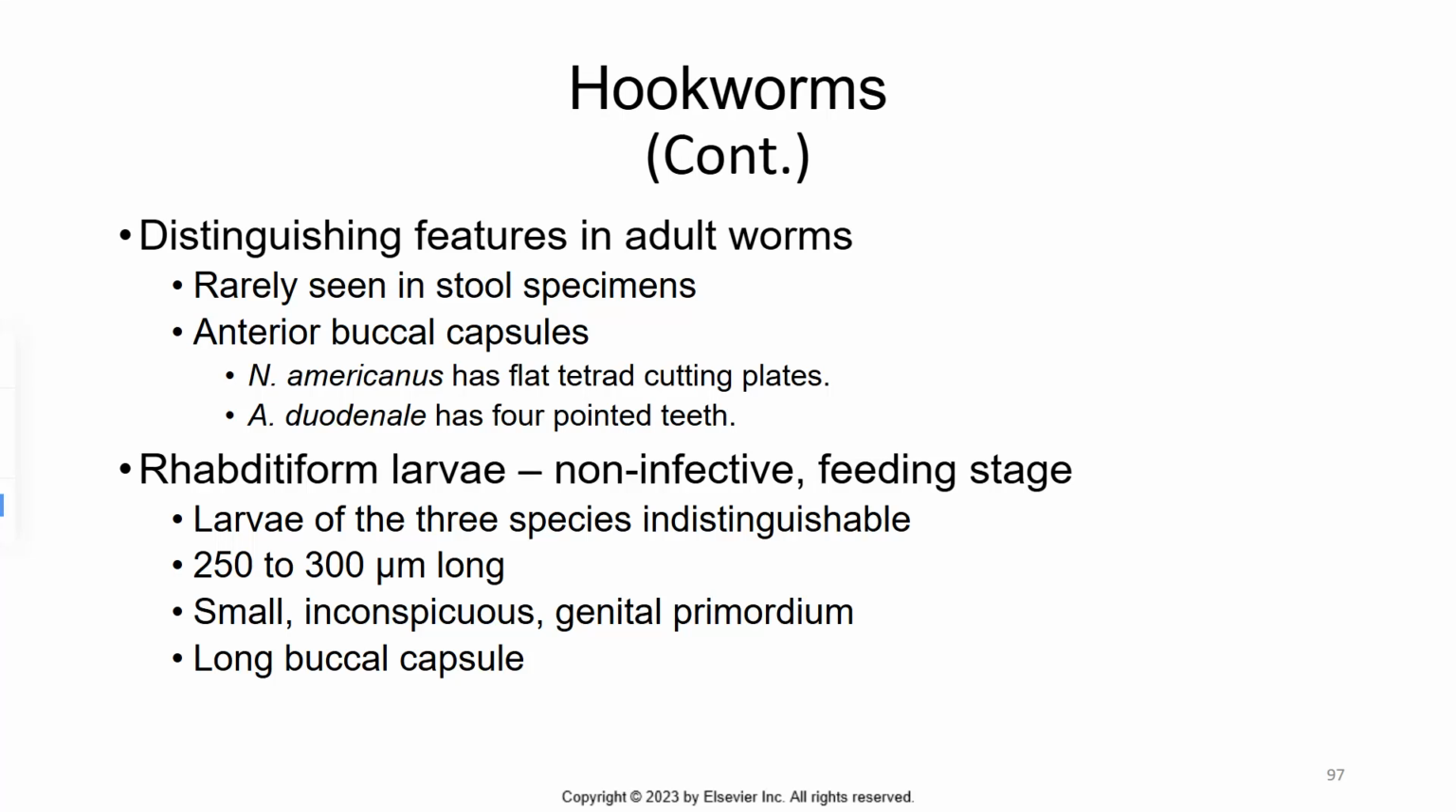Distinguishing features in adult worms, rarely seen in stool specimens: the anterior buccal capsules. N. americanus has flat tetrad cutting plates. A. duodenale has 4 pointed teeth. The rhabditiform larvae, the non-infective feeding stage; the larvae of the three species are indistinguishable.